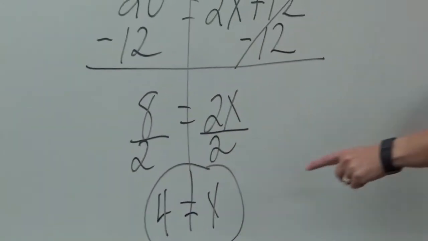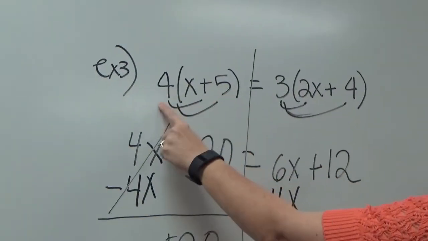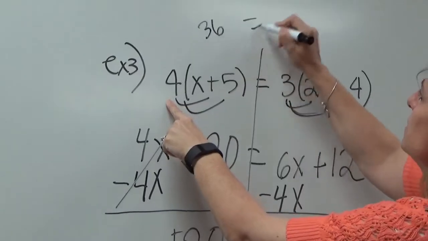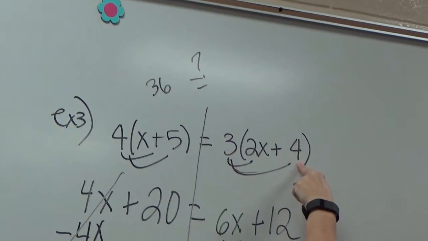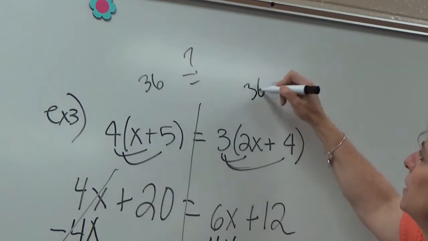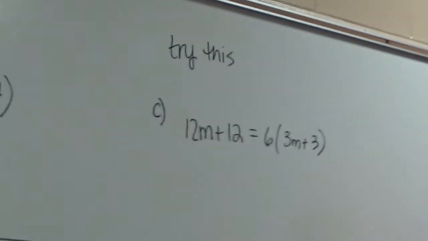That's my answer. If I want to check it, I can go up here and go, okay, 4 plus 5 is 9, times 4 is 36. Does that equal 2 times 4 is 8, plus 4 is 12, times 3 is 36. I got the right answer. It equals. Okay, I want you to try this.